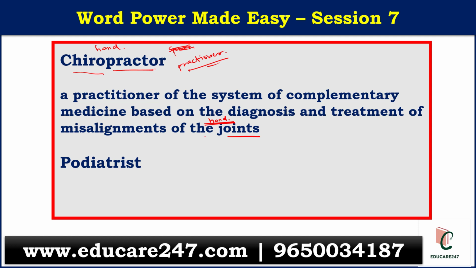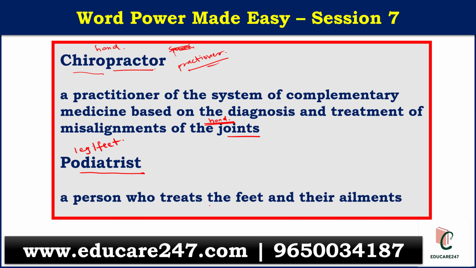So a chiropractor will be a practitioner of a system. So he is basically, in this case, a specialist, but the word practitioner is used because doctors actually practice. So he is a specialist of a system of complementary medicines based on diagnosis and treatment of misalignment of joints. Next is podiatrist. So pod is relating to legs or feet basically, and -iatrist again a specialist. So a specialist who treats feet and their ailments. So any defects relating to feet will be corrected by your podiatrist.